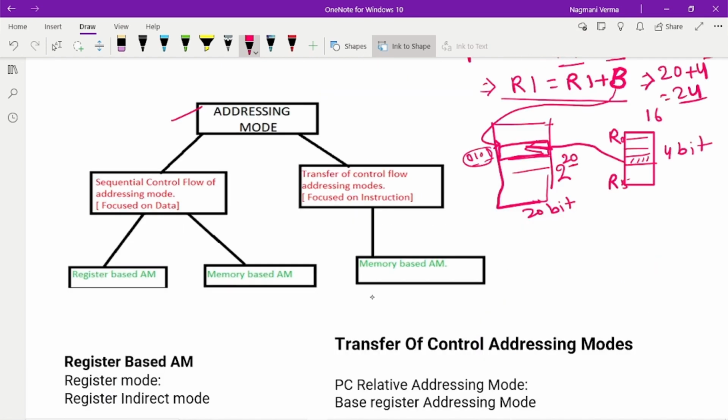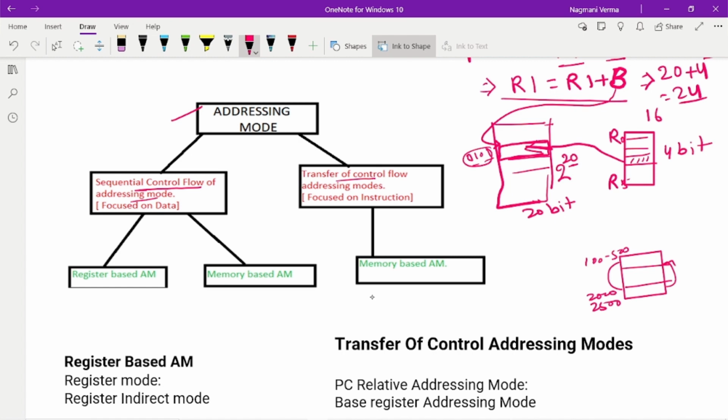Okay, there are two types of addressing mode. One is the sequential control flow of the addressing mode. Another is the transfer of control flow. Here, transfer of control flow is basically discussing inter-segment communications. So, for example, in RAM, some piece of code is there from 100 to 500, and some piece of code is there from 2000 to 2500. So they have to communicate with each other. So here the transfer of control flow will come.